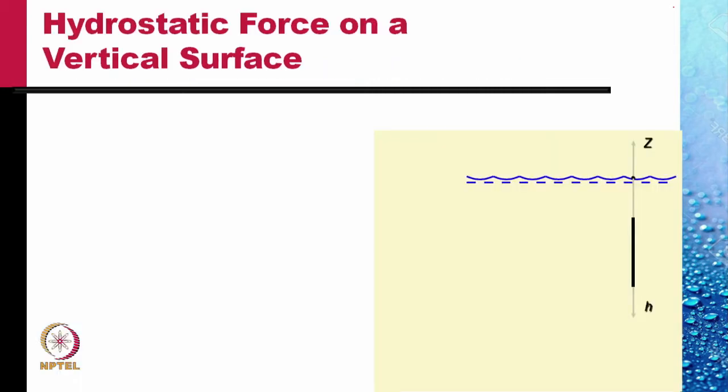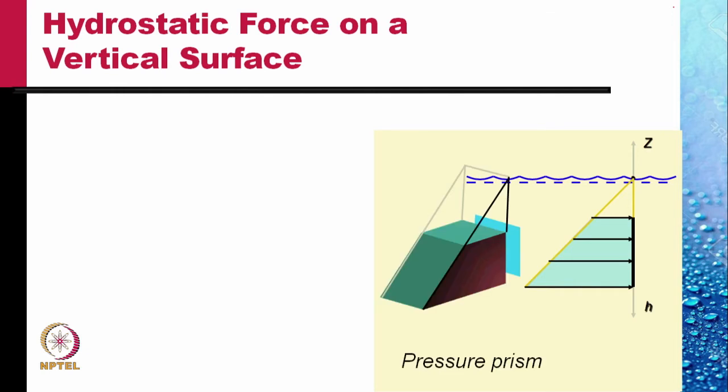Let us consider next the hydrostatic force on a vertical surface. We've seen earlier that within a liquid, the pressure varies linearly with the depth of the point. So the pressure on this plate, which was shown in red, is as shown. Clearly, if we consider the width of the plate as shown, there would be a pressure prism on that surface, which would look like this.